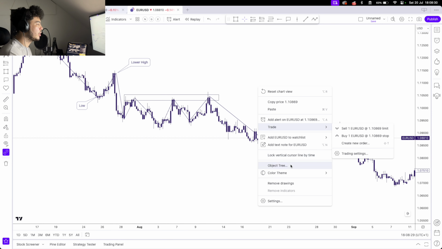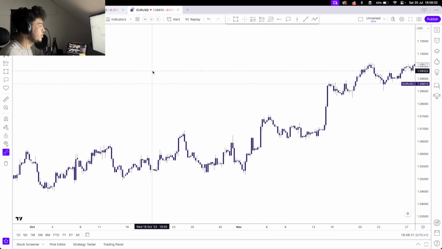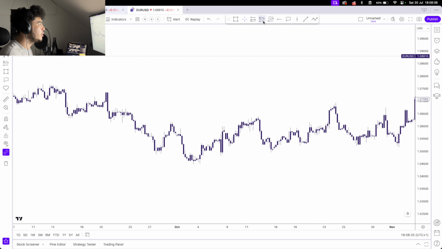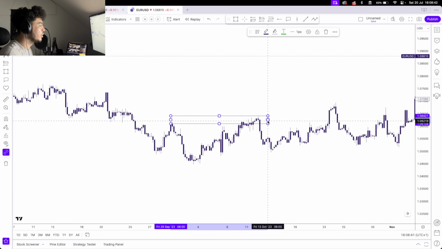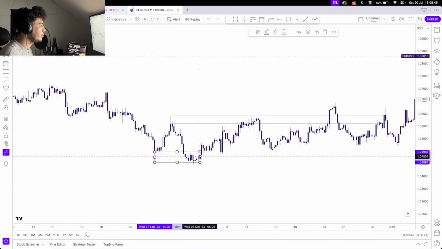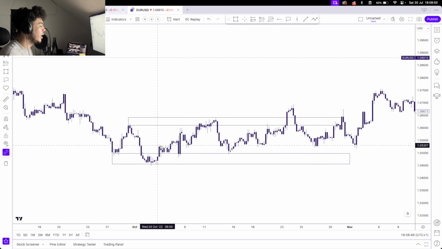And for ranging markets, I don't touch them. So let's just see if we can find a range here. So we can. So here you can see there's not really much to trade from. We're not seeing any clear higher lows or higher highs or lower highs, lower lows here. This is more of just sideways movement in the markets. And it's not ideal because there's not really much to go off from here.